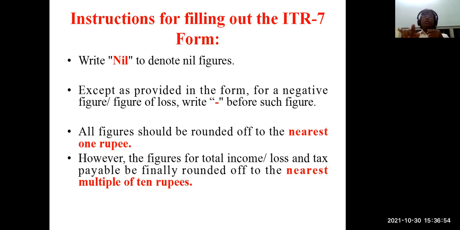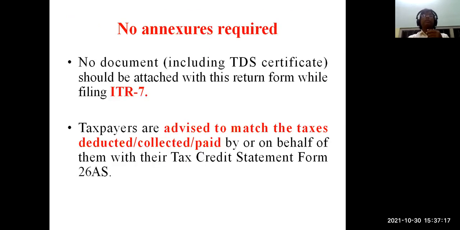Suppose the last two digits are 88, you make it 90. If the last two digits are 81, you make it 80. So, nearest multiples of 10. And if one particular figure of income or loss is to be rounded off, it is to the nearest 1 rupee. But the total income, total loss or total tax payable is rounded off to the nearest multiple of 10 rupees. Please remember this.